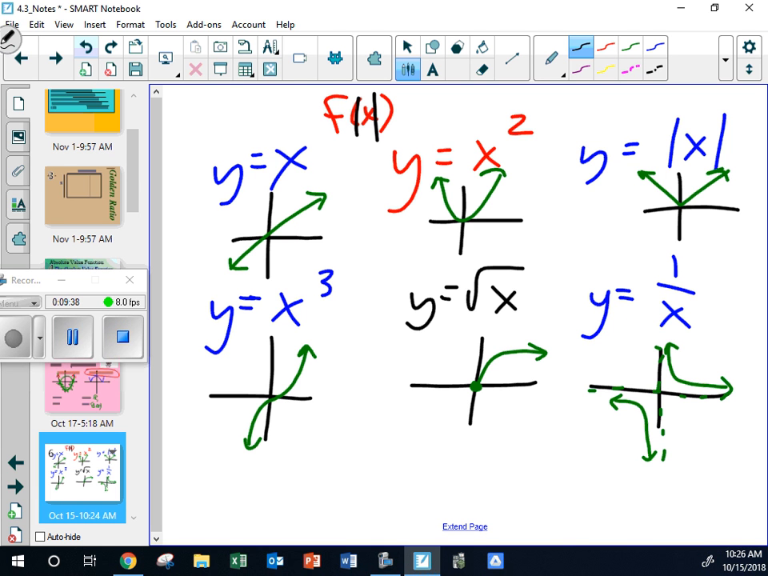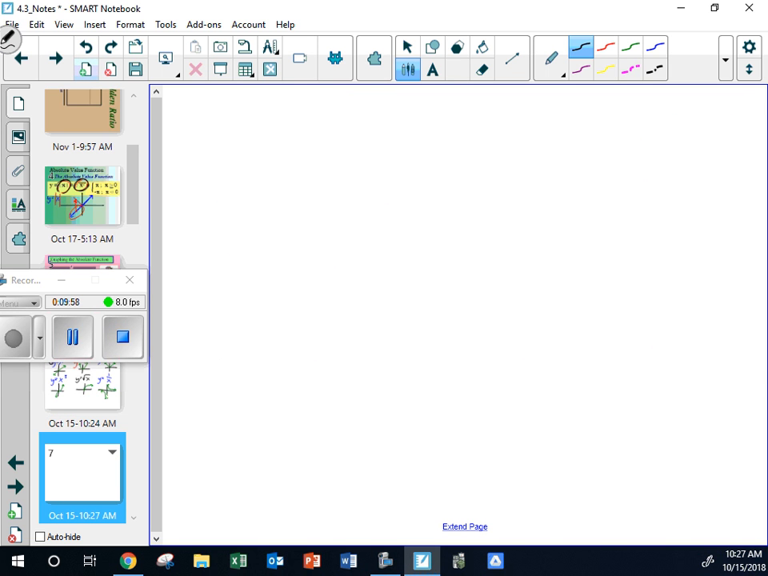Absolute value on the inside takes the x's and makes all of those come out different because you've absolute valued them. But notice that way doesn't mess with the y's. Okay. So those are the parent graphs. Good with those?